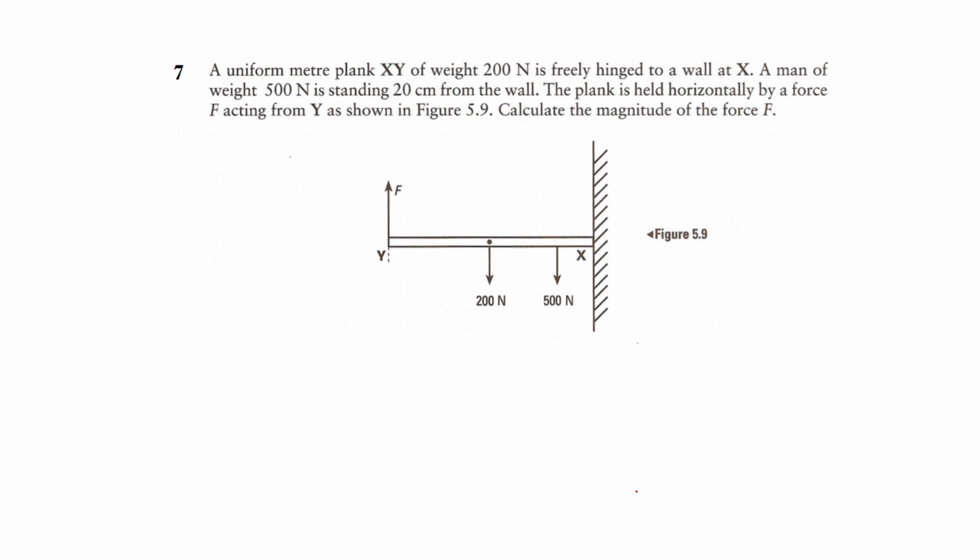And question 7. A uniform meter plank XY of weight 200 newtons is freely hinged to a wall at X. A man of weight 500 newtons is standing 20 centimeters from the wall. The plank is held horizontally by a force F acting from Y as shown in the diagram. Calculate the magnitude of the force F.